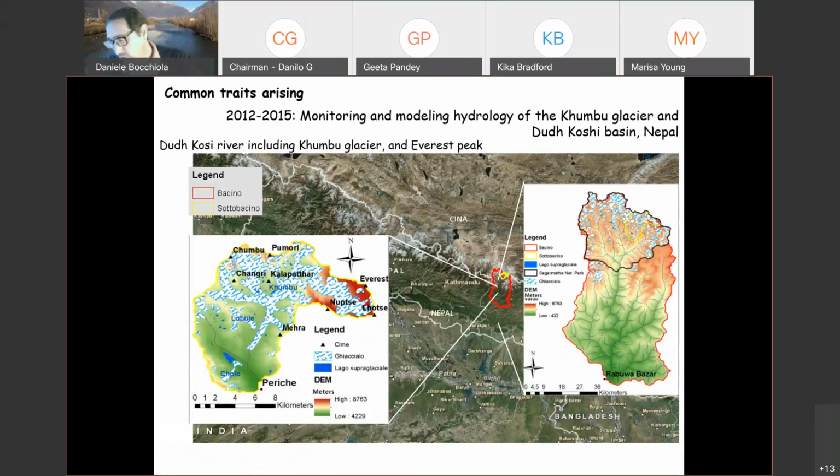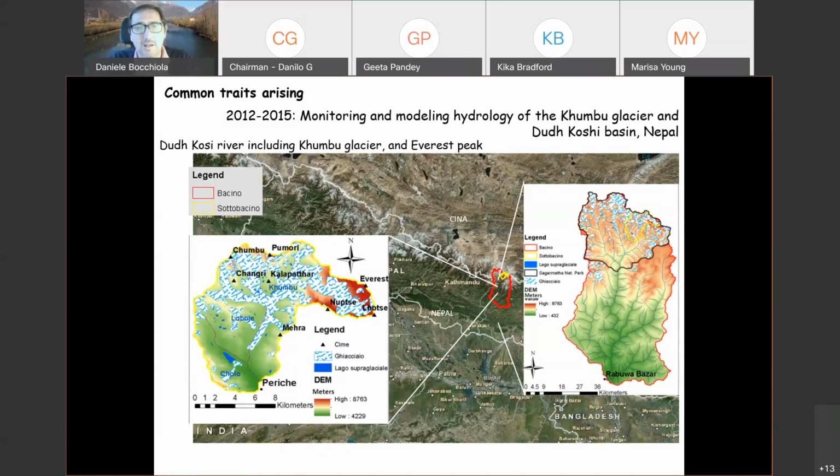What I want to show you is that these traits are basically common in several areas worldwide. We also made some studies and some investigation in other catchments. One of these is the Dudh-Kosi Basin in Nepal. I think Michele has been there for some studies. I don't know, maybe Danilo also, under the framework of this cooperation with EK2CNR.